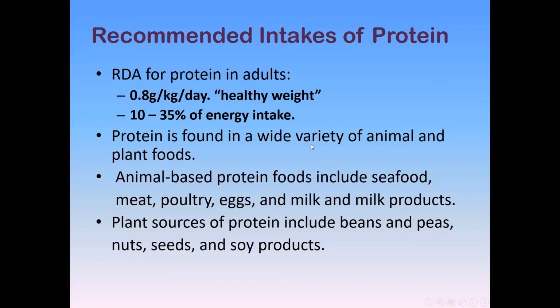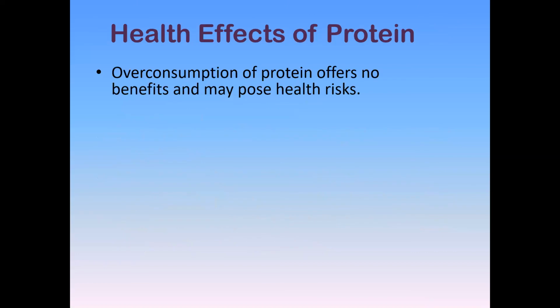Now, it's found in a wide variety of animal and plant foods. As I mentioned, animal-based protein foods include seafood, all meats, including poultry and fish, also eggs and milk products, like yogurt and cheese. Plant sources of protein include beans and peas. Nuts, seeds, and soy products are also very high in protein.